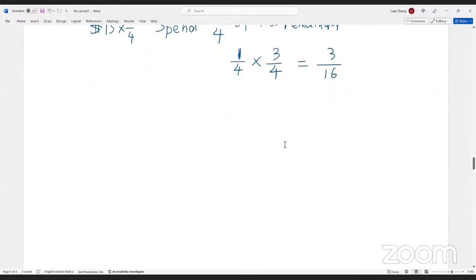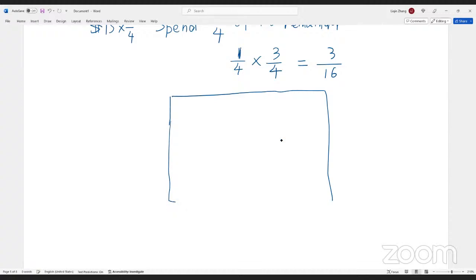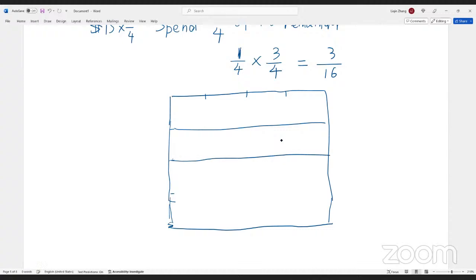In a graph, first of all, for the 100, I'm going to divide the 100 into 16 equal parts.